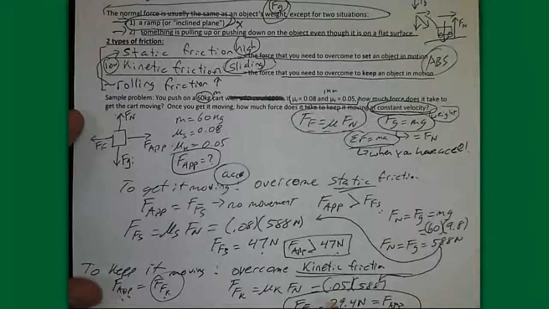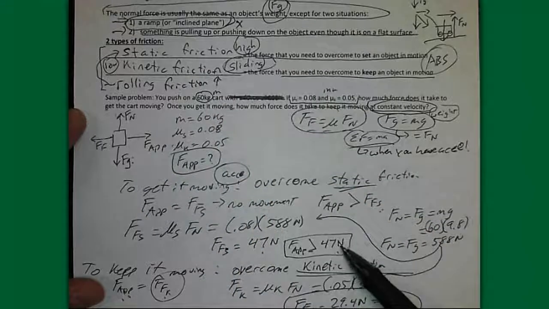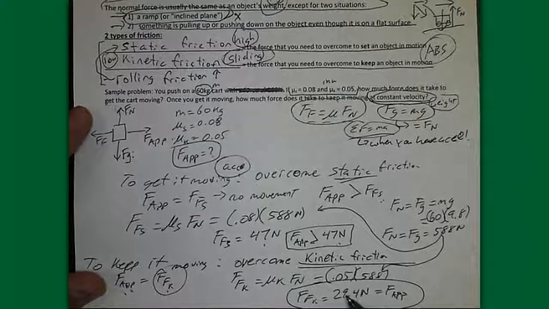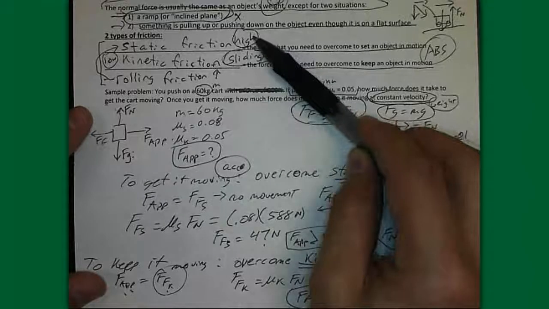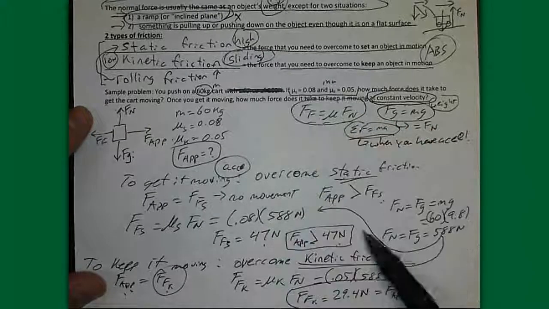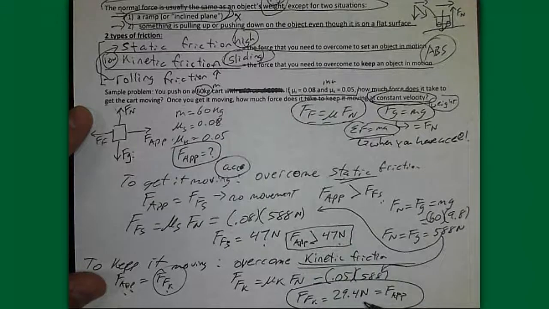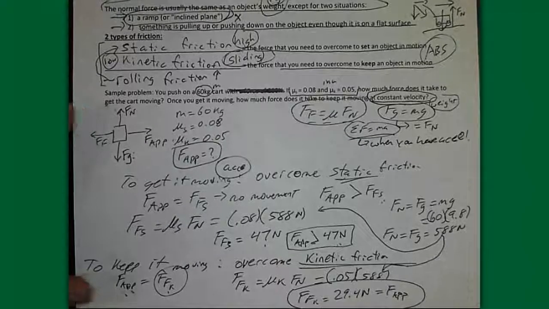Also, I want to highlight what we talked about with static and kinetic. This was the force of static friction. This was the force of kinetic friction. And we said static friction is always higher than kinetic friction. And that's what it came out to here. Static friction much higher than kinetic friction. For every single type of surface, that will be true. Static friction is higher than kinetic friction.